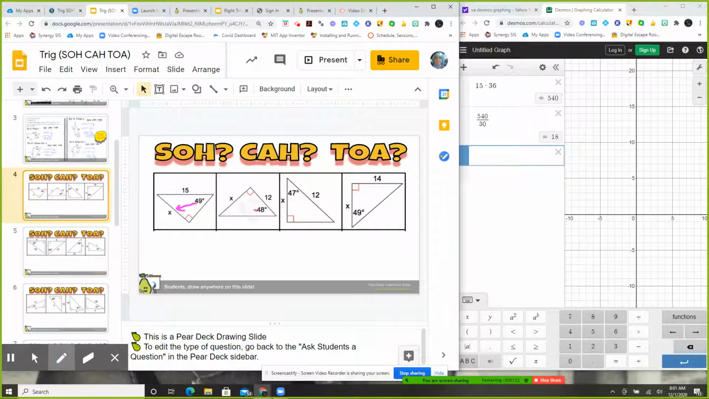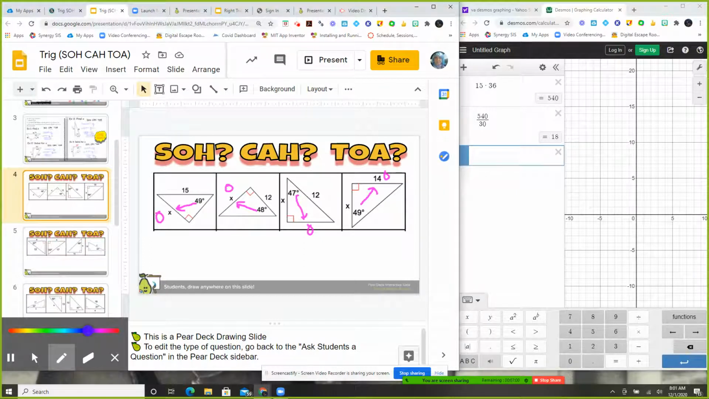So if I start with the angle and I draw a line straight through the triangle to the other side, those are all the O's. Opposite, opposite, opposite, opposite. How do I find the hypotenuse? Absolutely, Rayanne. So opposite that right angle, that's going to be the hypotenuse.